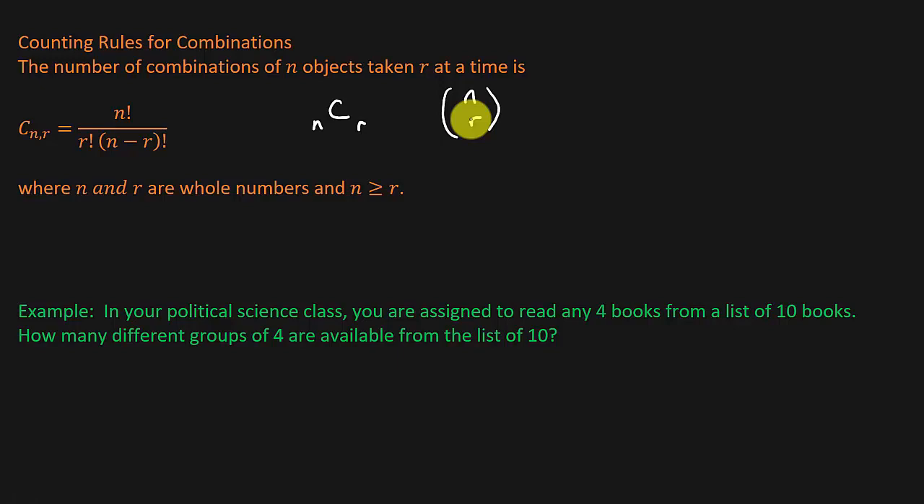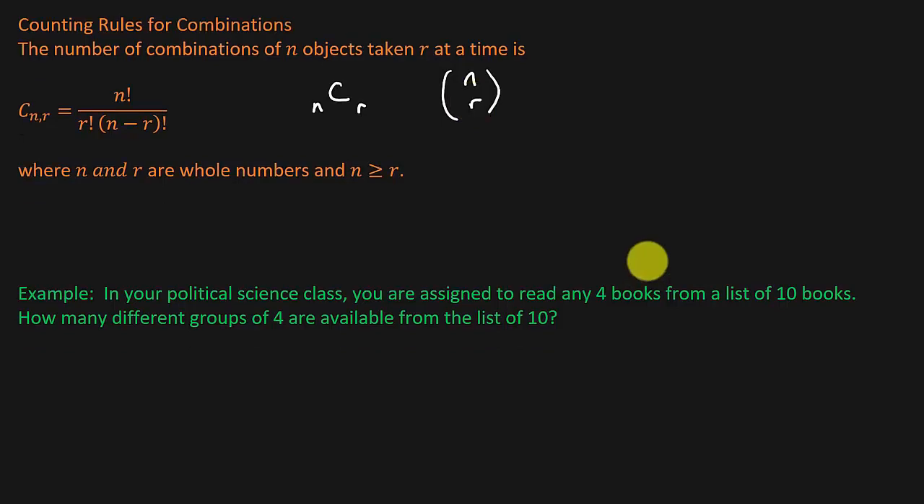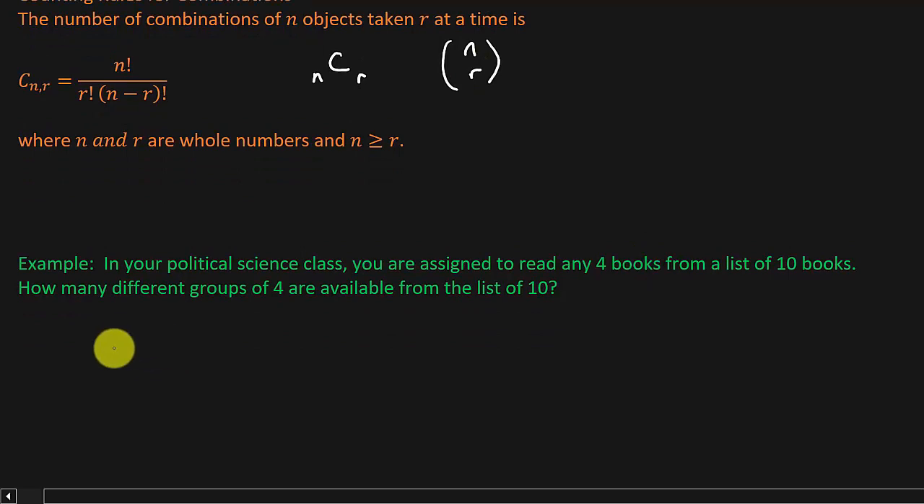All right, so let's look at an example. Basically, you've got n objects, and how many of those objects are you choosing? So it says in your political science class, you are assigned to read any 4 books from a list of 10 books. How many different groups of 4 are available from the list of 10? All right, so here we have a combination. I have 10 books total, and I'm choosing 4 of them.